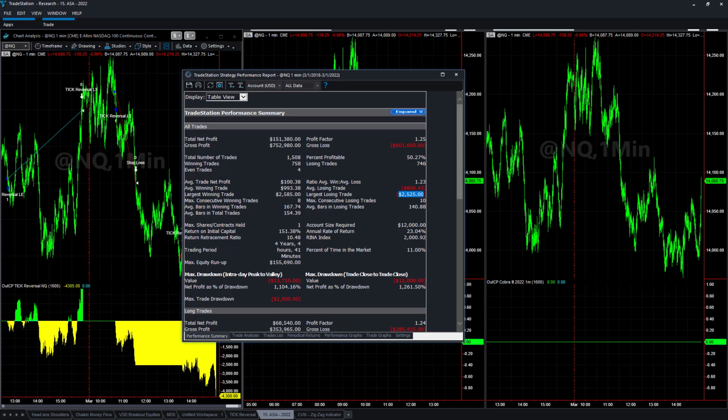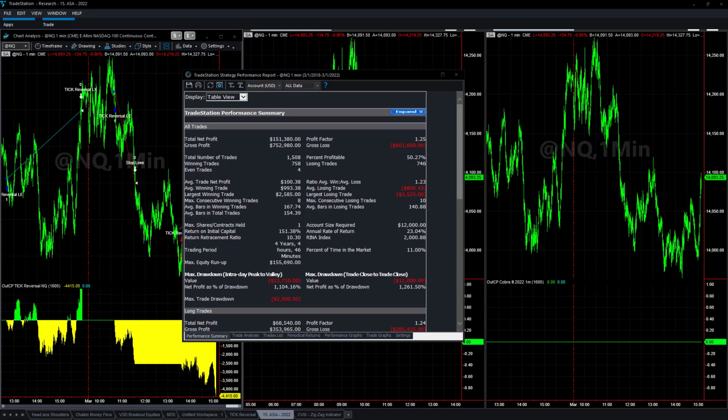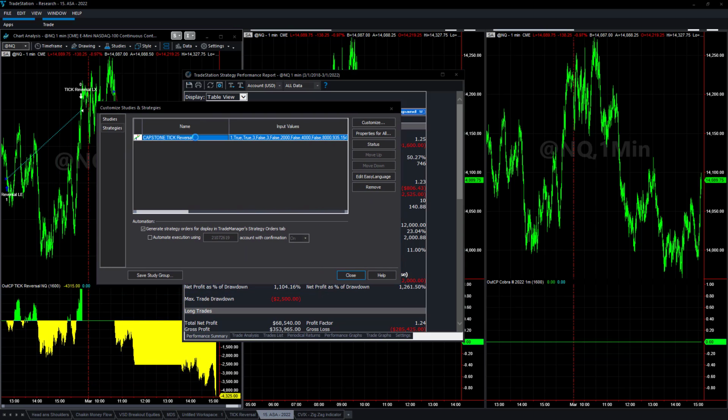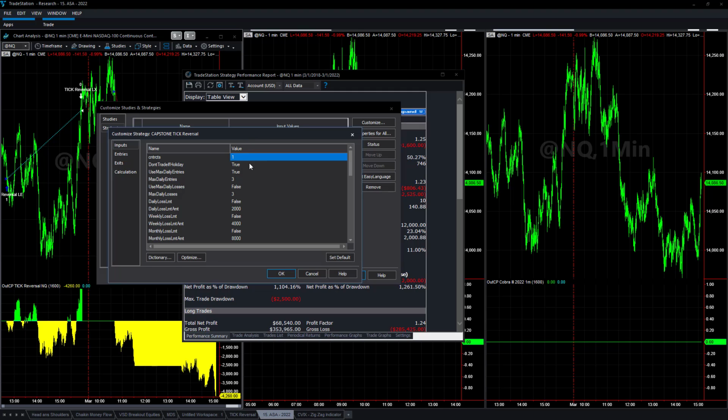I want to show you the inputs for this. So when we look at the inputs: one contract, don't trade on holiday, max daily entries is 3. We don't use the max daily losses. You can use that, where once it has a certain number of losses per day, it'll stop trading. You could use that instead of this or in conjunction with that.